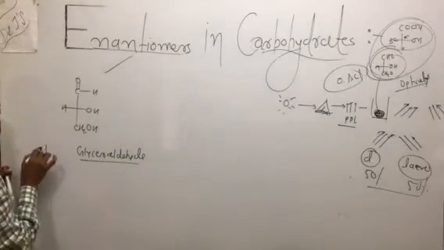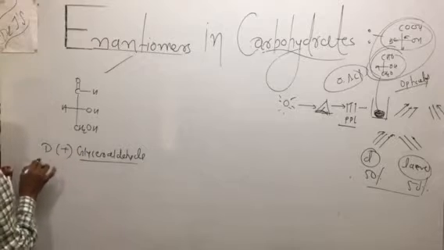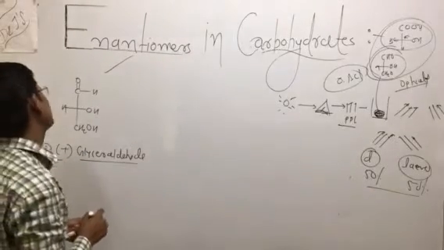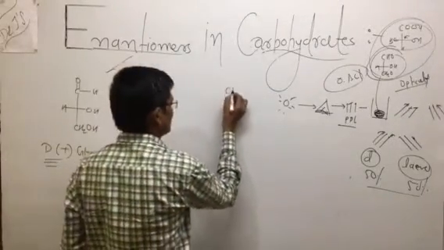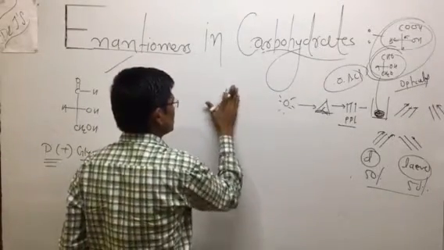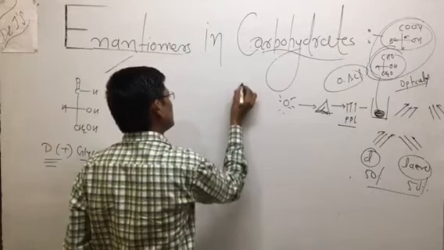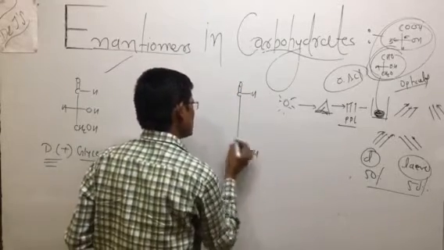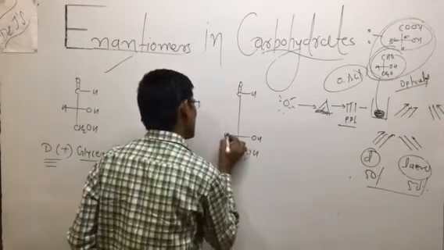So this type is D-glyceraldehyde, as you can say. Why is it known as D-glyceraldehyde, and when do we call it D-glyceraldehyde? For another example, this is the glucose molecule, with CHO and CH2OH. Suppose the hydroxy group is on the right-hand side.